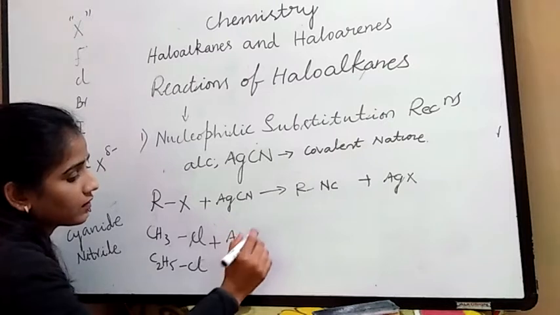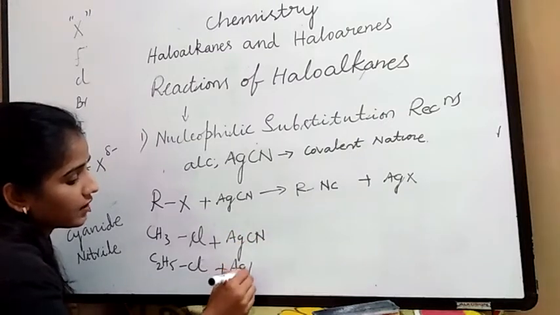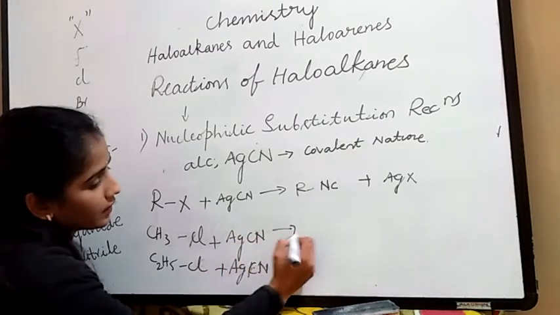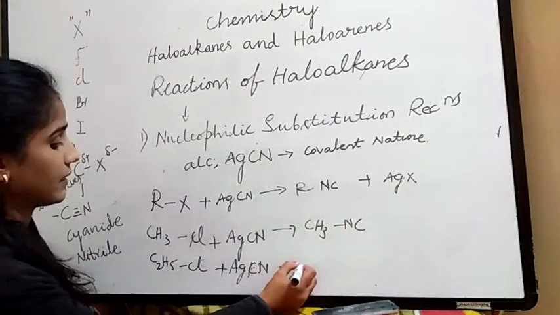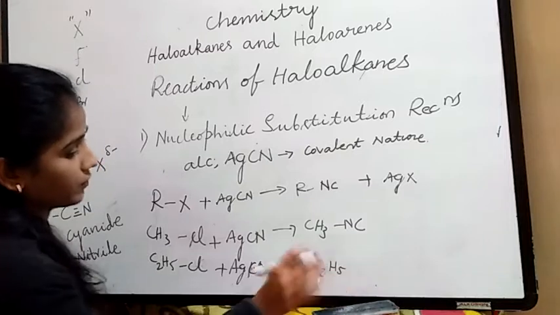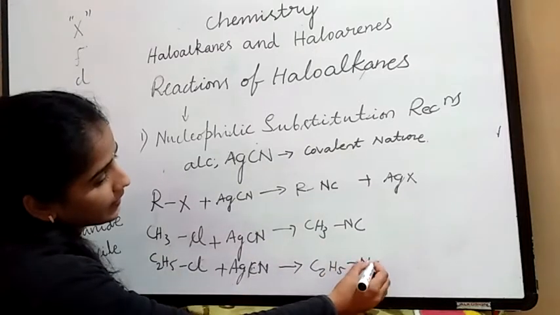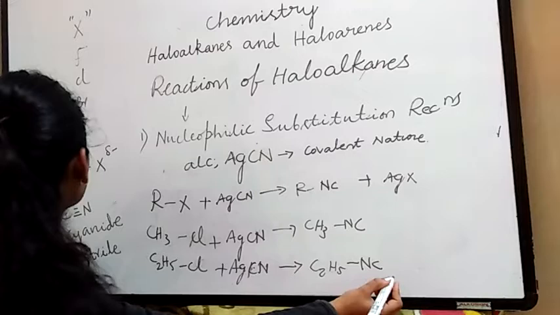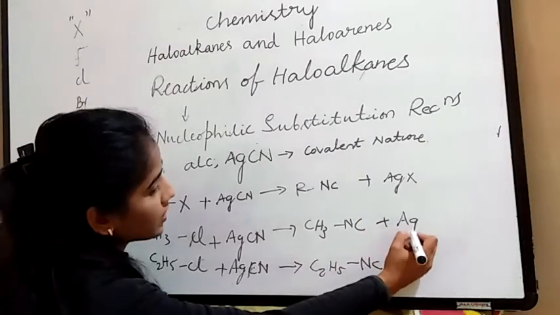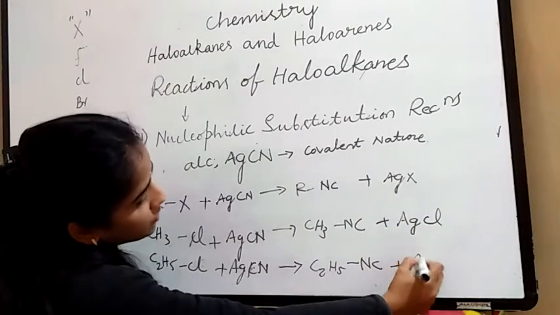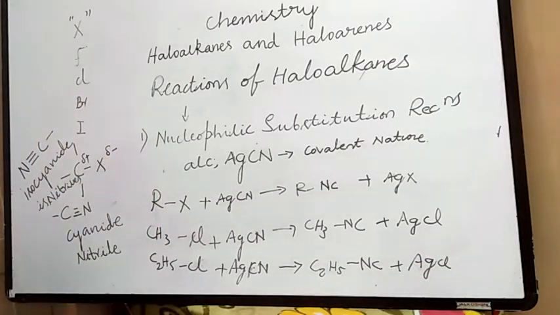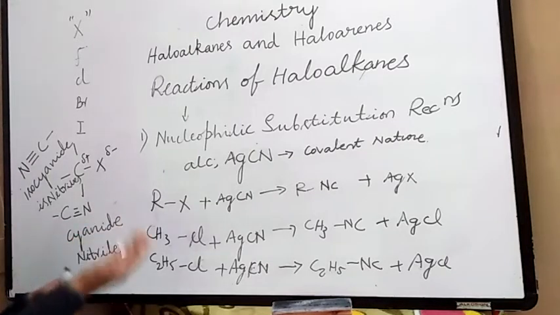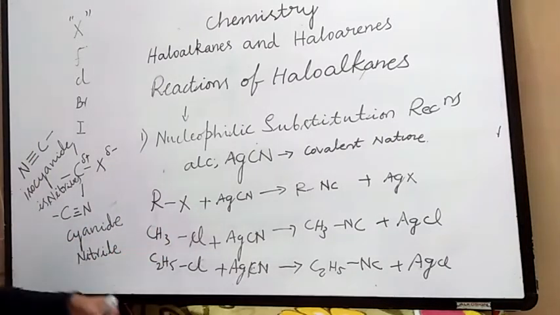CH3Cl plus AgCN gives rise to CH3NC, methyl isocyanide, and C2H5NC, ethyl isocyanide or ethyl isonitrile, plus AgCl, silver chloride. This is about how haloalkanes react with silver cyanide.